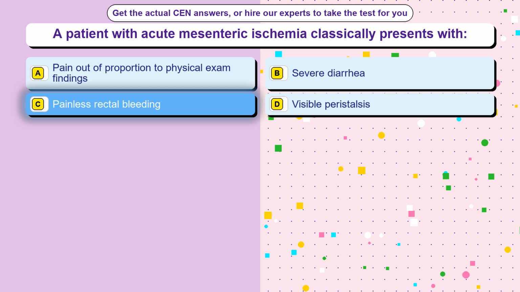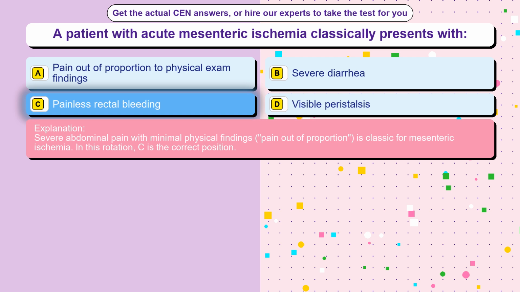The correct answer is option C, painless rectal bleeding. Severe abdominal pain with minimal physical findings, pain out of proportion, is classic for mesenteric ischemia. In this rotation, C is the correct position.